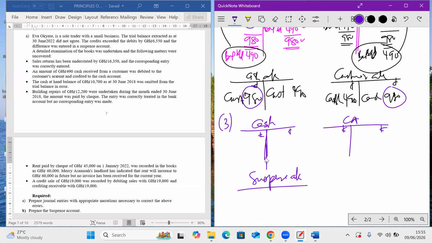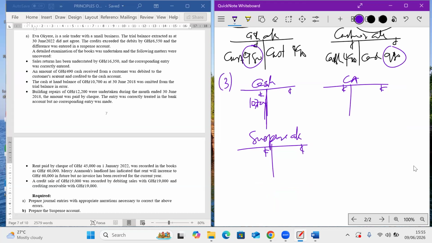Are you good? Yes, sir. So the question is, in correcting it, in which side of the cash account will we record the 10,700? Debit side. Debit, because I've told you cash is an asset. So you record it on the debit side. If 10,700 is recorded on the debit side of the cash, in the suspense, where do we record the 10,700? Credit.